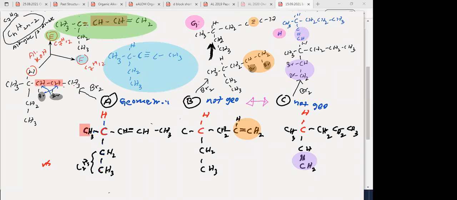Add in Br2 and removing HBr. To remove HBr, what is the reagent used? Alcoholic KOH.